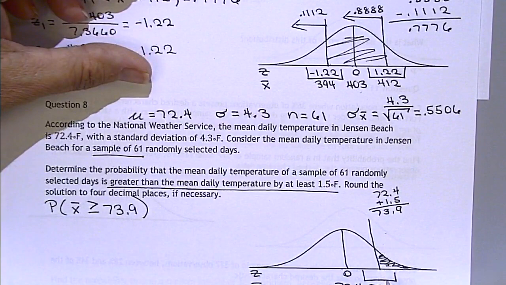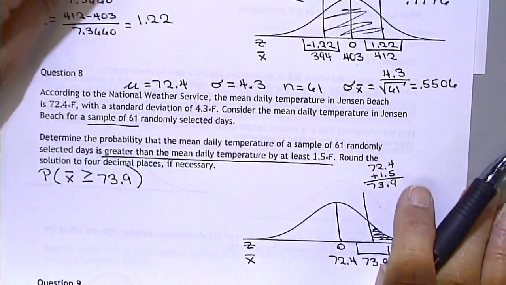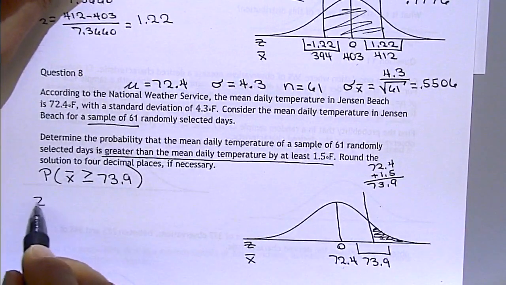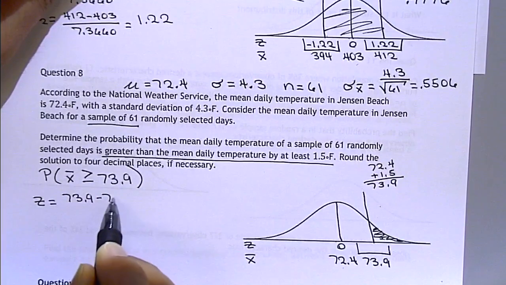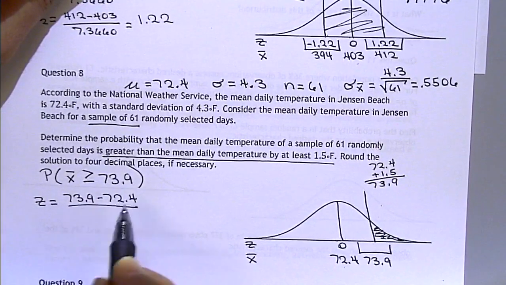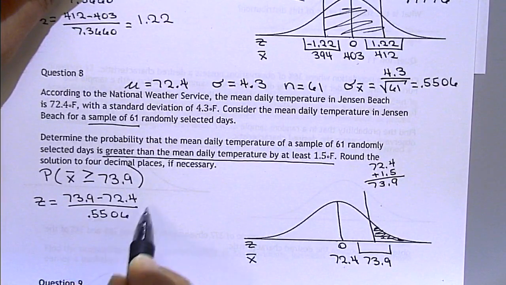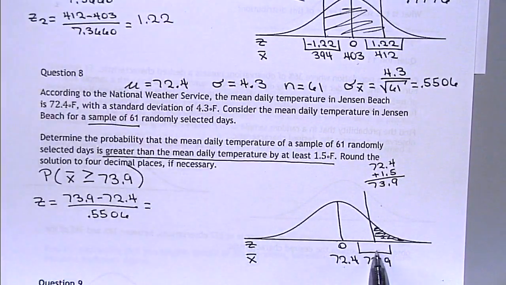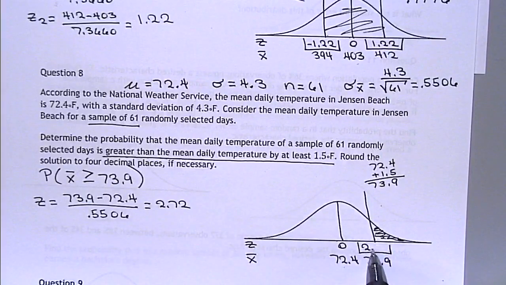I'm going to calculate my z-score. I've already calculated my standard deviation up here. I'm going to calculate my z-score, same as always. I'm going to say 73.9 minus 72.4 and divide by the standard deviation of 0.5506. And I'm going to find out what that cutoff is. 2.72 is what I get.